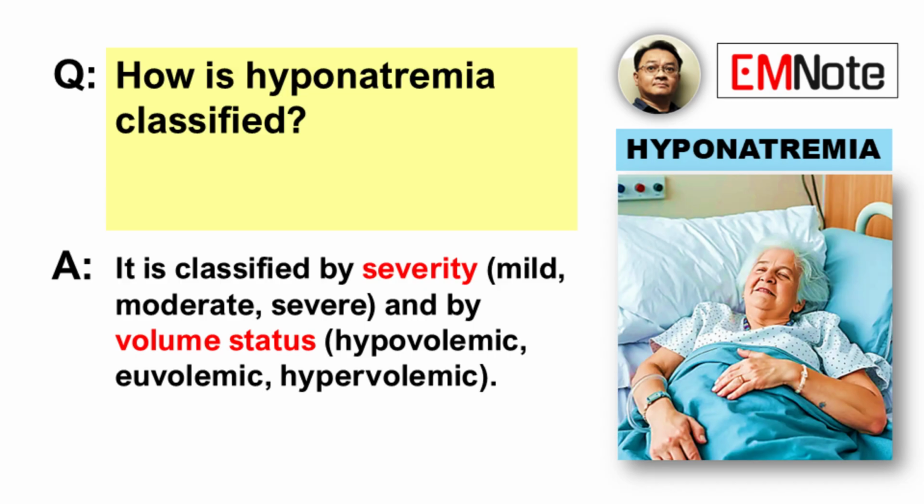How is hyponatremia classified? We classify it based on severity, mild, moderate, or severe, and also by volume status, hypovolemic, euvolemic, or hypervolemic. These distinctions are crucial for appropriate treatment planning.